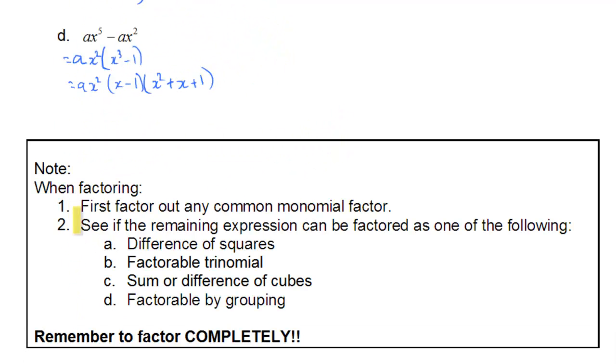In this box here, we notice a couple of things to remember. When we begin factoring, first take out the common monomial factors. We saw in example D there that until we did that, we didn't recognize that it was a difference of cubes. After you take it out, then you check, can whatever's left be factored either by difference of squares, so x squared minus y squared, factorable trinomial, so that's ax squared plus bx plus c, sum or difference of cubes, which we just finished, or factorable by grouping, which we saw way back in the first video early in this unit. Always remember to factor completely, and that's what happens when you take out the common factor first and then follow these steps. You'll get the completely factored answer.